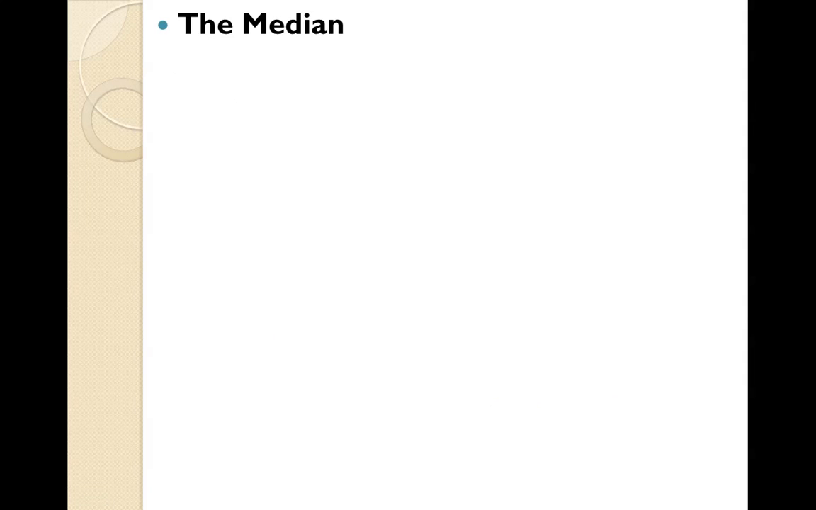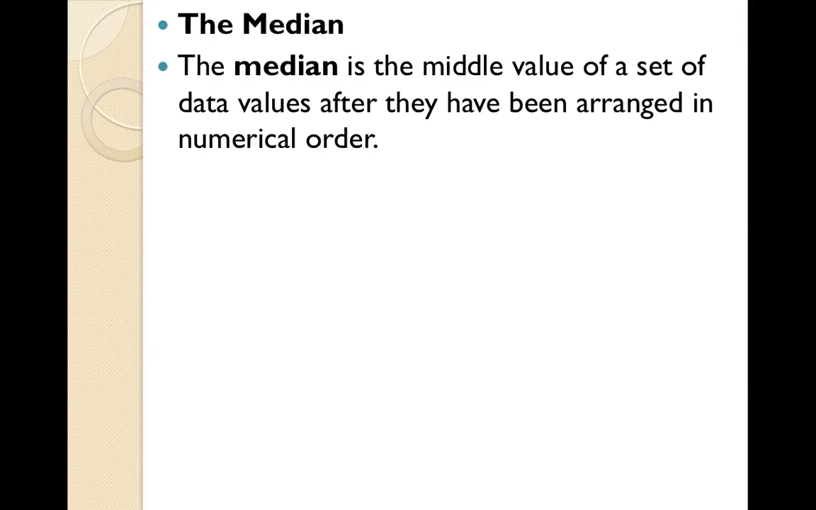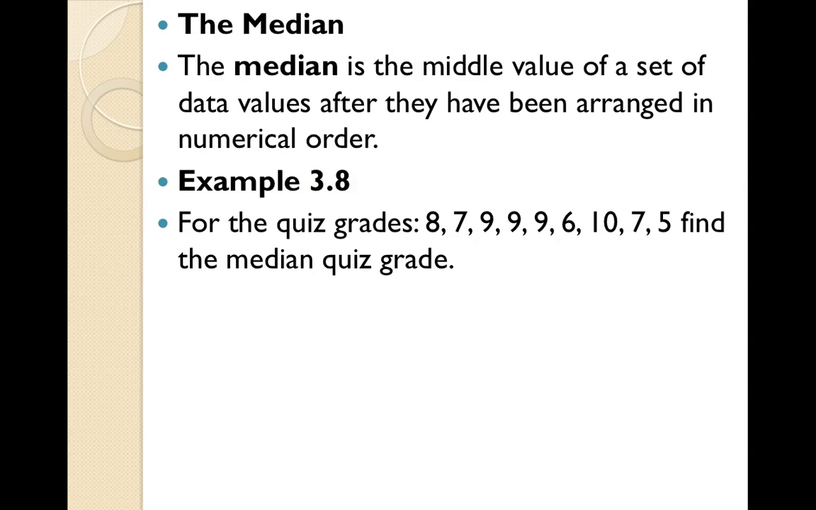Okay, we're going to look at our next measure of central tendency called the median. The median is the middle data value of a set of data values after they've been arranged in numerical order, so in ascending order from left to right. So for example, if you look at the quiz grades 8, 7, 9, 9, 9, 6, 10, 7, 5, and we have to find the median, we're going to list these data values in increasing order from left to right.